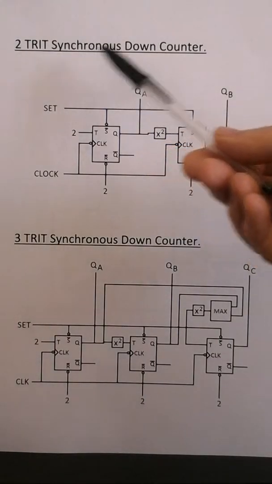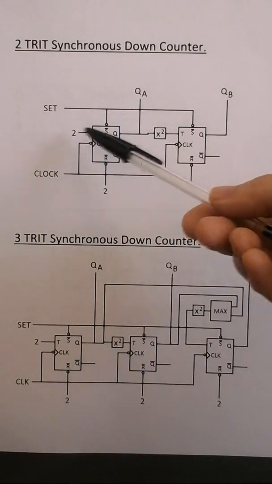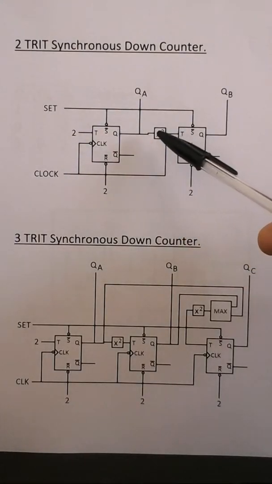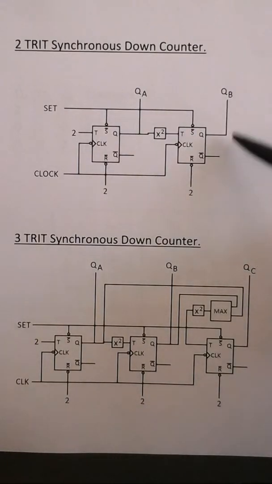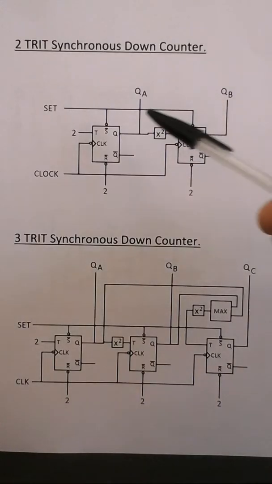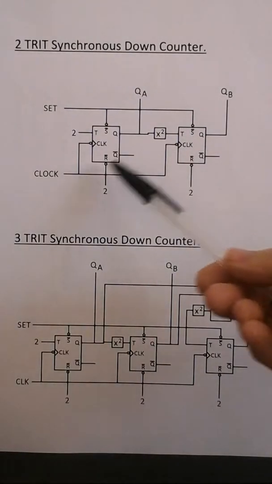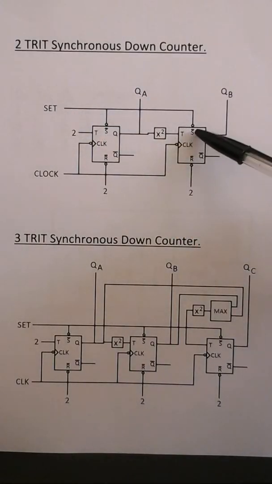Here you have the circuit diagram for the 2-trit synchronous down counter. Here T is set to a 2, counting down for this first flip-flop, and then we have the X2 function, which is a 2 when QA is a 0, which counts down flip-flop B. So from a 2 to a 1 to a 0 as the T input is a 2 or a 0. Then you have the reset, which is set to 2. The set input is connected to the set inputs of the flip-flops, and we have a common clock.